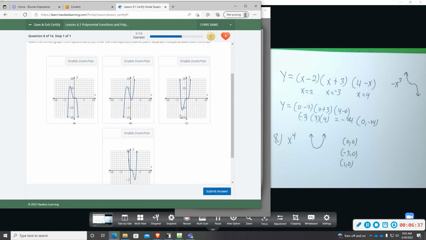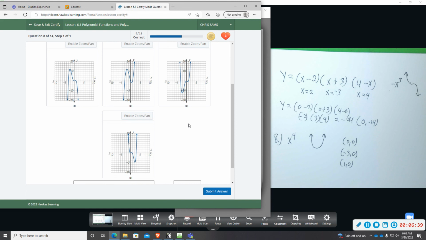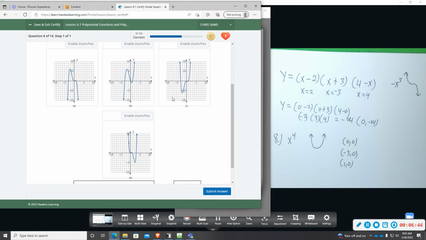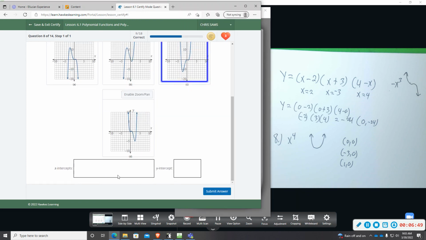So in this case, that was our graph, right? I think I was saying the wrong one. Nope, this is our graph. And then ordered pairs, 0, 0. And then we have negative 3, 0. And then 1, 0. And then the y-intercept just duplicates that 0, 0.